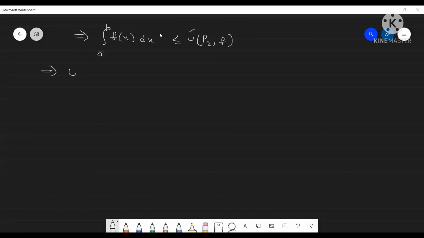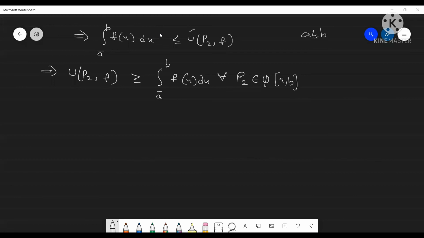We can write U(P2, f) is greater than or equal to the integral from a bar to b of f(x) dx for all P2 belonging to the set of partitions of [a, b]. Why did we write this? If a is less than or equal to b, then b should be greater than or equal to a. With that concept, we wrote it like this. What is P2? P2 belongs to the set of all partitions.